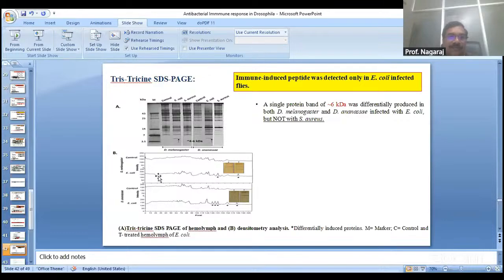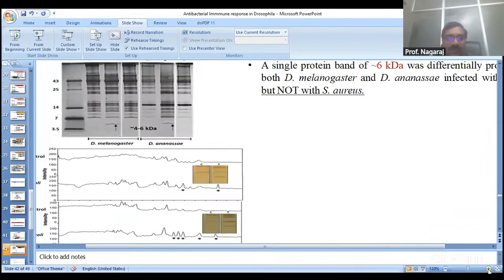So this is the E. coli, what you are seeing here. Let me zoom it a little bit as this.